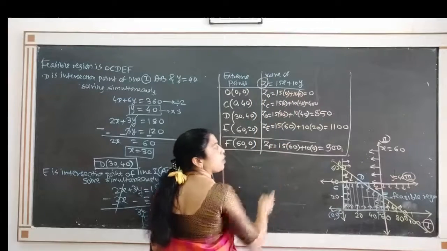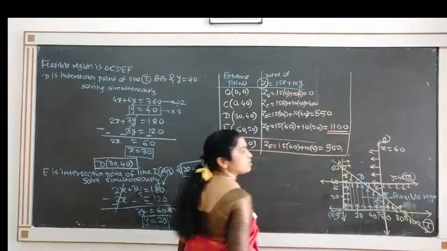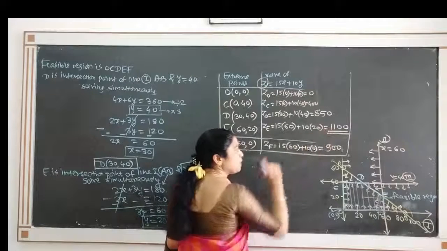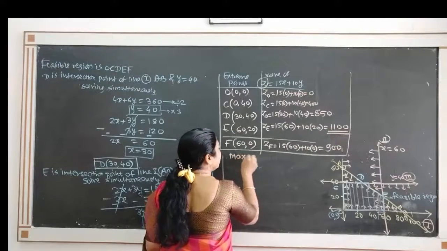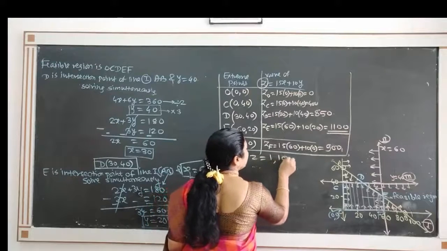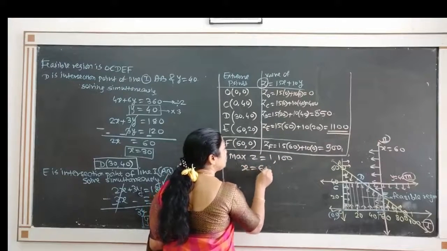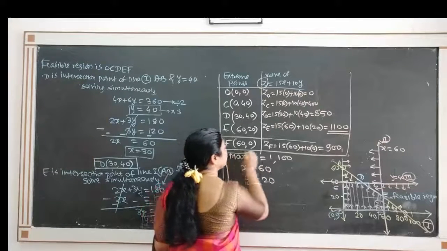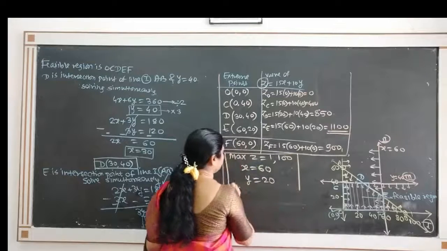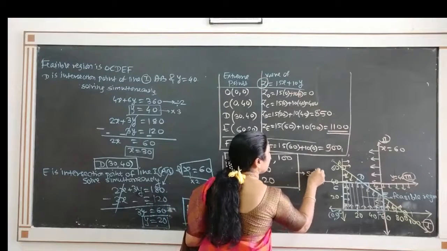and because we want maximum z among these values, find the maximum value. The maximum is 1100, which means that the maximum z is 1100 at x equal to 60 and y is equal to 20. This is the solution of LPP.